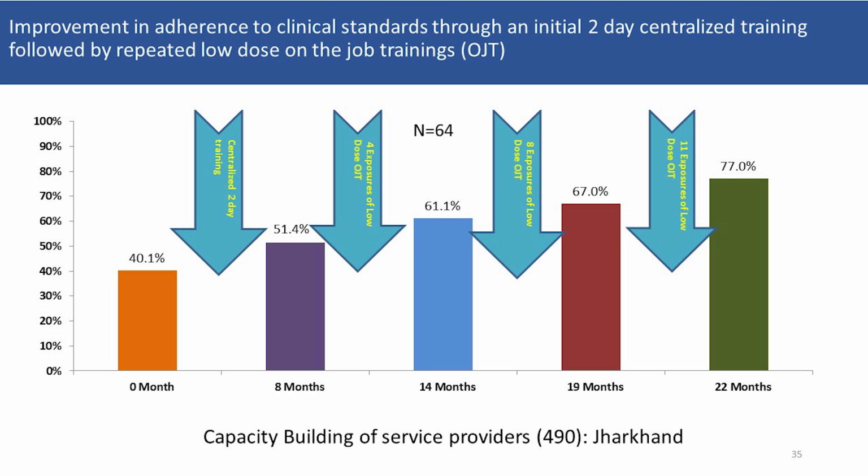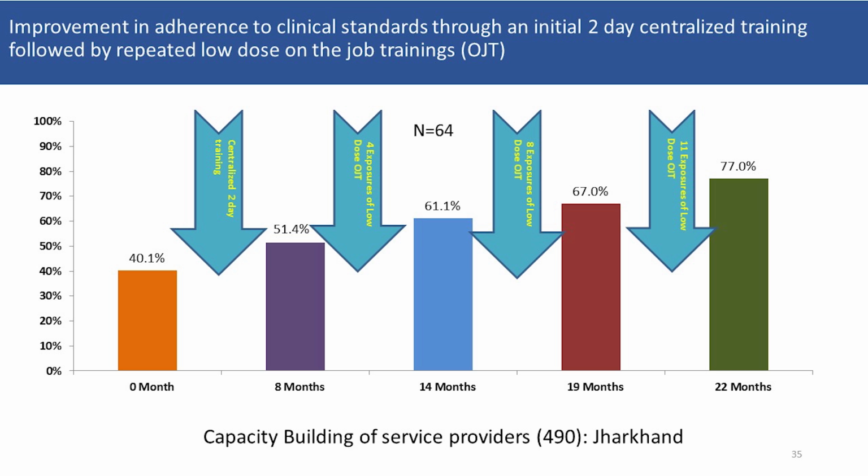Similarly, this is an example of Jharkhand at 64 facilities. Same, initial centralized training was provided at baseline. After the baseline was done, it was followed by 11 on-the-job training sessions at site, and you can see a gradual improvement in adherence to practices at all these 64 facilities. And I'm consciously choosing the adherence to practices rather than just the skills, because that's what you ultimately want as a result of any training.